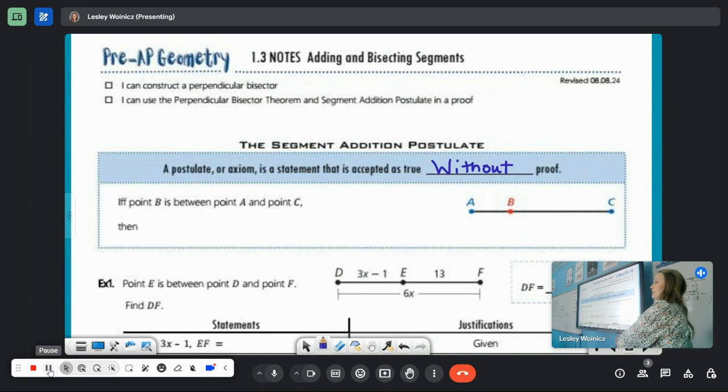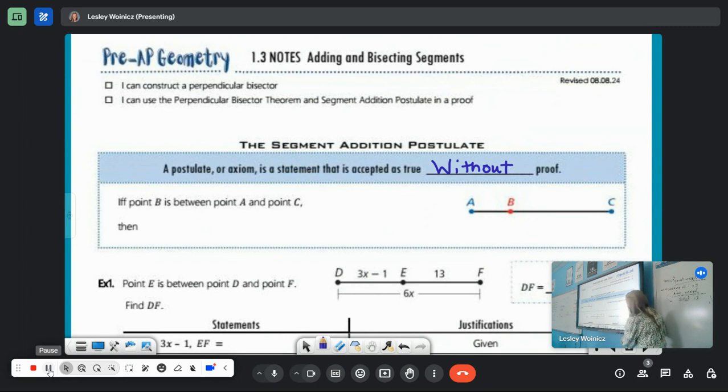So, there's a couple of words that we need to unpack here. The first one is the word between. Between means not just, like, they couldn't be down here and be between. Okay, it has to be on the same line in between. Does that make sense? Okay. It's very specific.